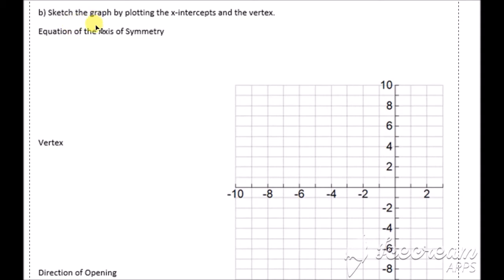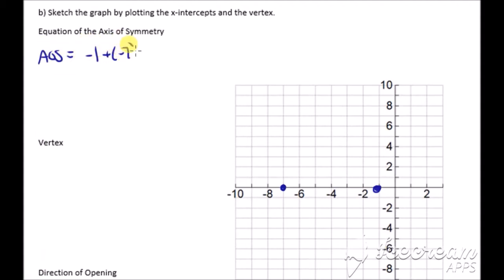Okay, now B, sketch the graph by plotting the x-intercepts and the vertex. Okay, so again, the x-intercepts were -7 and -1. So we can go ahead and plot those. Okay, and then the equation of the axis of symmetry. So the axis of symmetry would be the average of the x-intercepts. So we just add -1 plus -7, and then we divide it by 2. So I get -4. Okay, so even when we're looking at this graph, it should be right in the middle. So 1, 2, 3, 1, 2, 3.